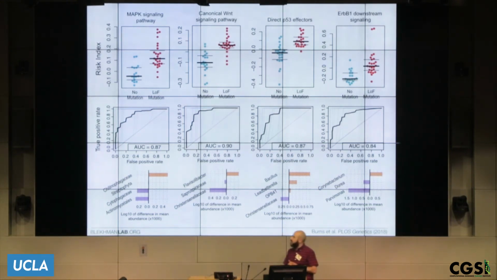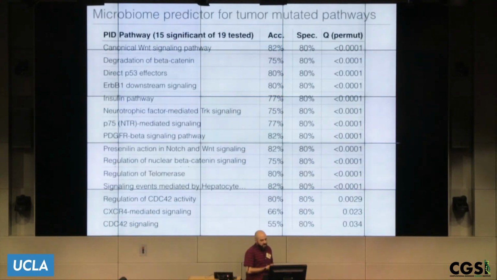We used here a database of specifically cancer-related pathways, and out of the 23 pathways we tested, for 21 of them we can find a significant prediction. So from the microbiome, we can get a pretty good prediction of whether there is a loss of function mutation in a number of pathways that are very important in cancer, like MAPK signaling pathway, Wnt signaling, P53 effectors, and so on. This is a list of all the pathways where we can predict loss of function mutations from the microbiome. The accuracy is around 80%, I would say, for most of them.